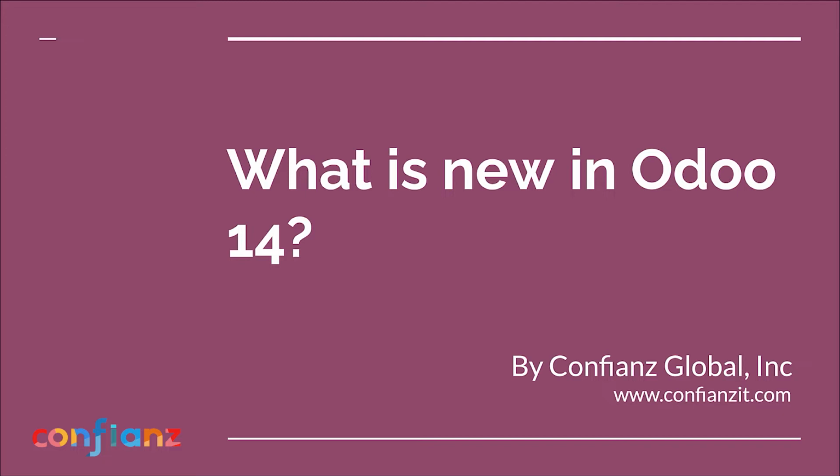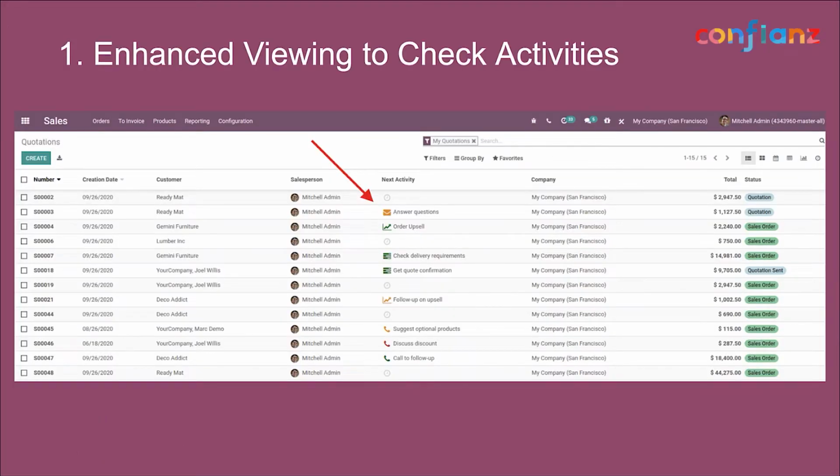Again, there will be more things that Odoo will be showing tomorrow, but I'm really excited to get this first preview. To start with, the enhanced view to check activities. This is really super cool because for every record, you know what is the next activity that should happen, whether it's answer questions, an order upsell, or check delivery requirements. People can definitely understand, looking at every screen, what exactly the next activities are. I love this because this is going to make the managers, the supervisors, and everybody super happy.